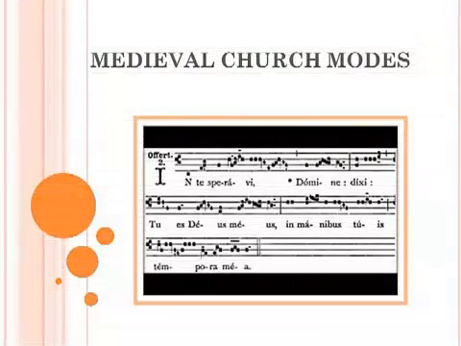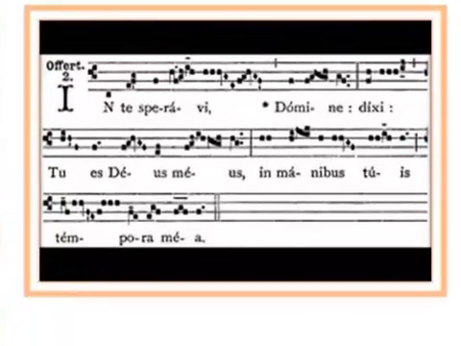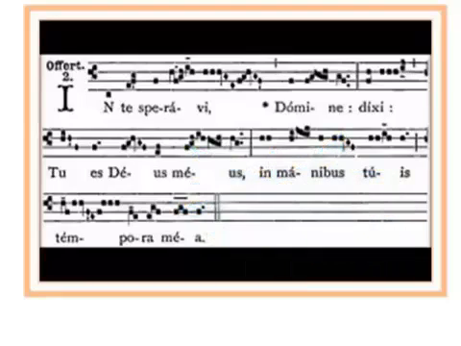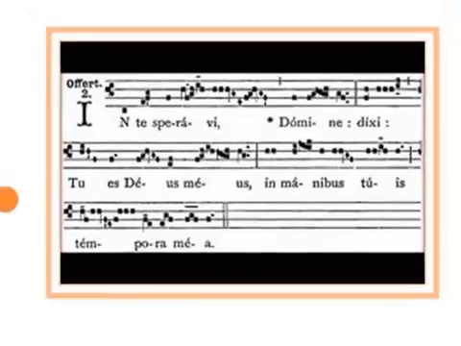Here's an example of early notation that would have been based on the modes. Notice that there are 4 lines. There's no clef. However, the notes, which were called neumes, show pitch, direction, and duration. This notation is not nearly as accurate as our modern notation system, but it still relied heavily on the oral tradition. Like major and minor scales, the modes have 8 consecutive notes.